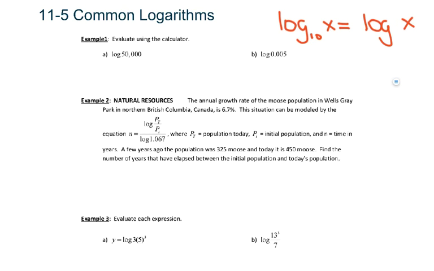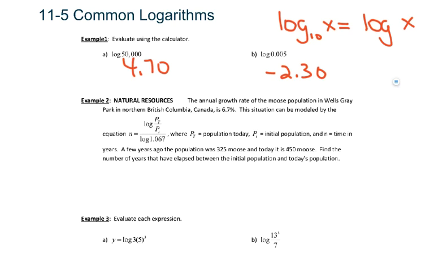So in example 1, evaluate the log of 50,000. All you have to plug into your calculator is log and then 50,000. Hit enter, and the calculator spits out about 4.70 if you round it to the nearest hundredths place. And then in part B, the log of 0.005, you're going to round to negative 2.30. Pretty easy, just shove it into your calculator.